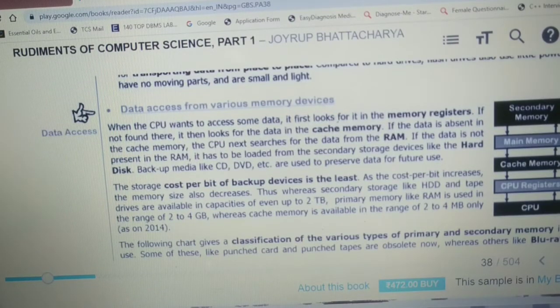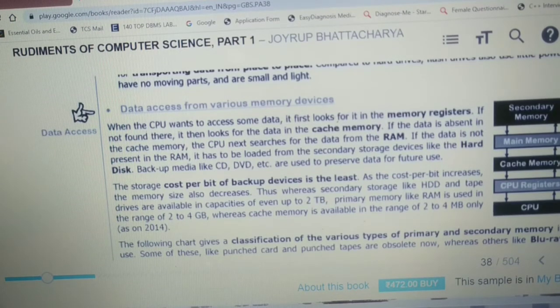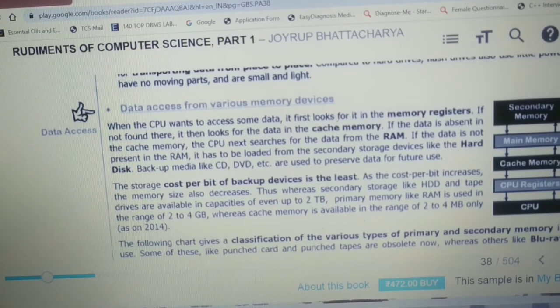Now coming to data access from the various memory devices. What is this actually? When the CPU wants to access some data, it first looks in the main register. If it is not found, then it will look in the cache memory. If the data is absent in the cache memory also, then the CPU next searches for the data in RAM. If the data is not present in the RAM, then it has to be loaded from secondary storage devices like hard disks.